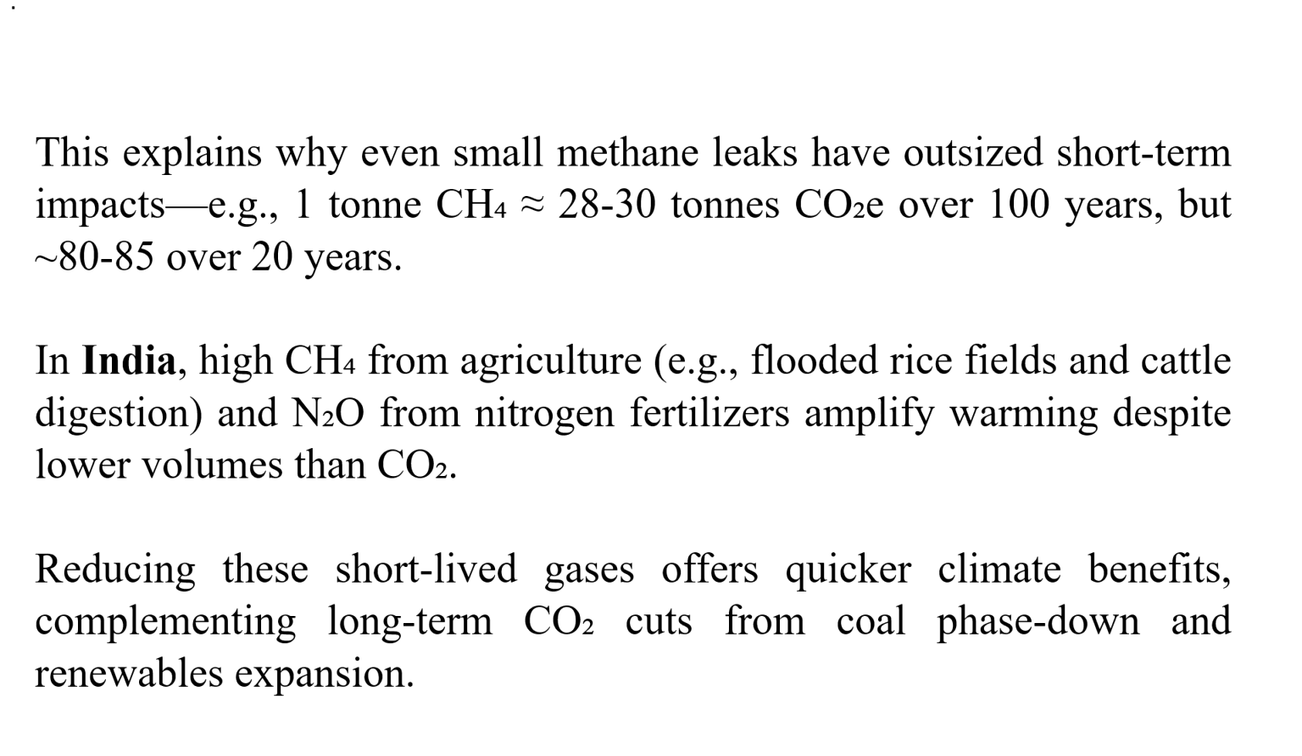Suppose we are comparing the impact of methane to the impact of fluorinated gases. The impact of methane is shorter, because 1 ton of methane is going to be 28 to 30 tons of CO2e over 100 years, but 82 to 85 over 20 years. So in the initial 20 years, the impact of methane is harsher. So in India, high methane from agriculture and high nitrous oxide from nitrogen fertilizers are amplifying the warming despite the lower volumes than CO2.